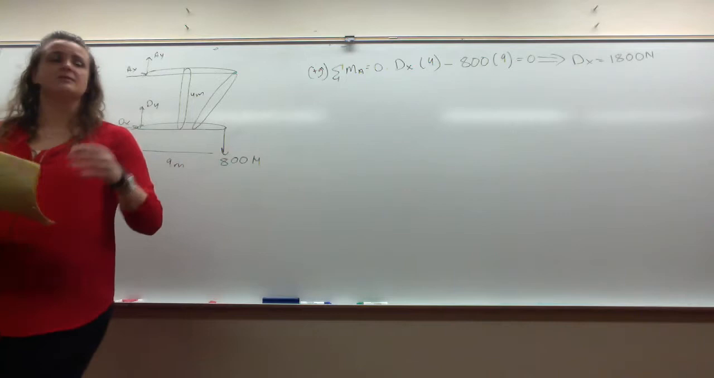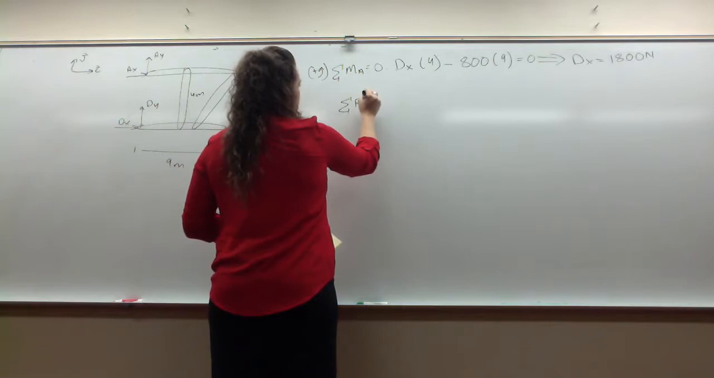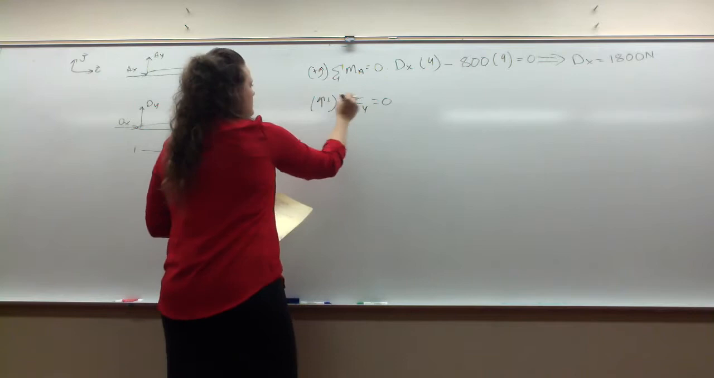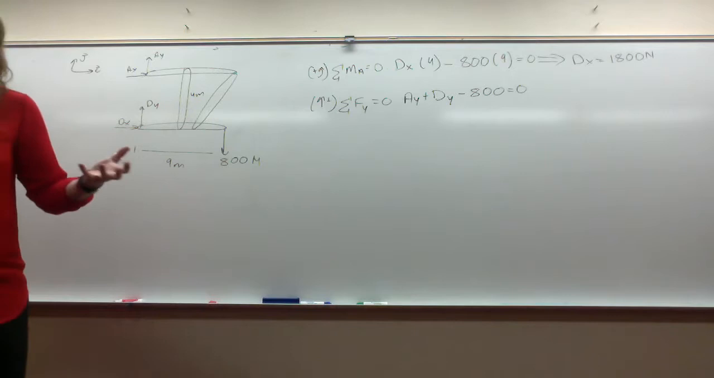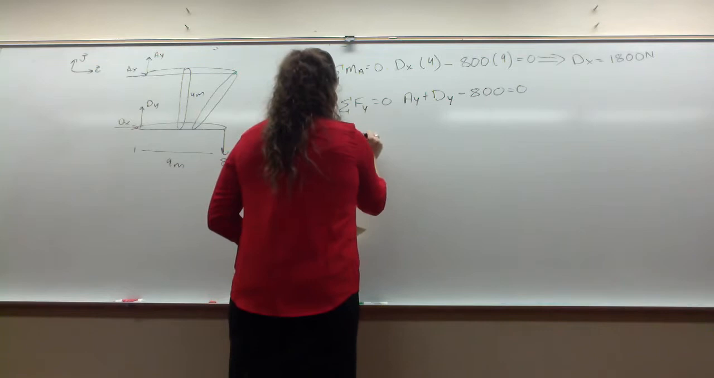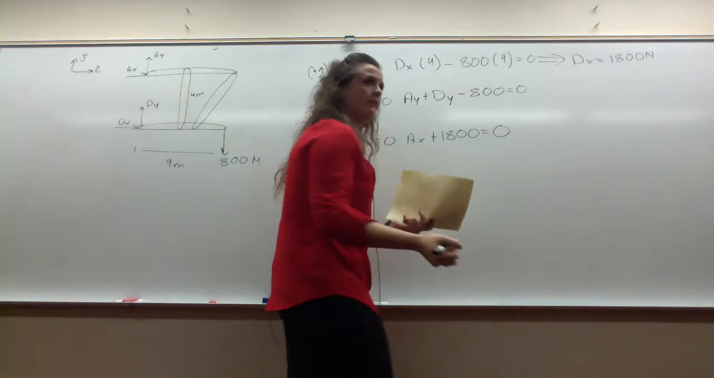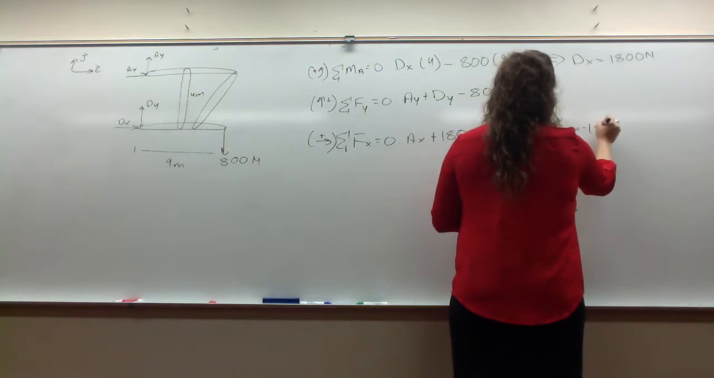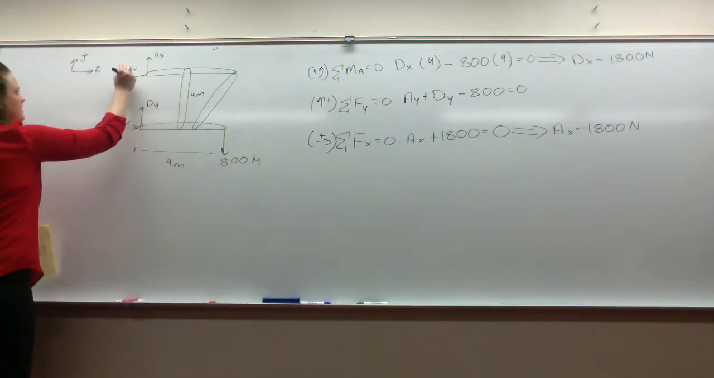Okay. So we've solved for DX. What would now be a next efficient logical step? Sum of the forces in the y. You said AY plus DY minus 800 equals 0. Can we do anything with that yet? Nope, and that's fine. With a truss, it probably would be a problem, but this is a frame. So now our third and final equation: sum the forces in the x. We have AX plus 1800 equals 0. Solving for AX, we get negative 1,800 newtons, which tells us that we guessed incorrectly for AX, and that it is in fact pointed in the negative i direction.